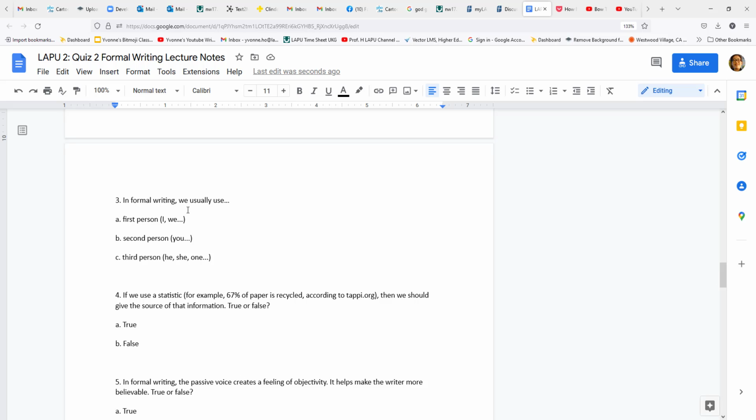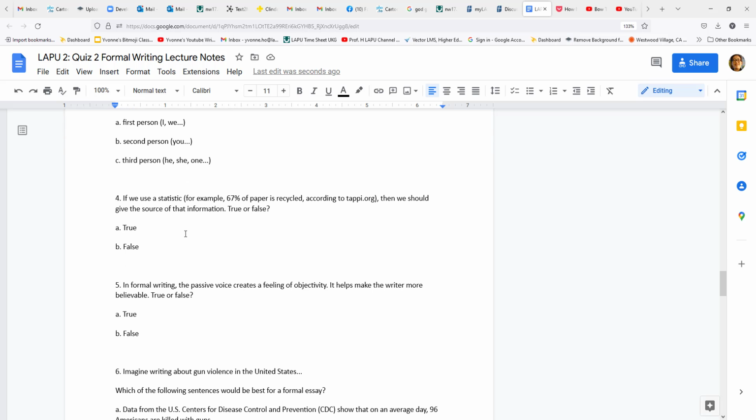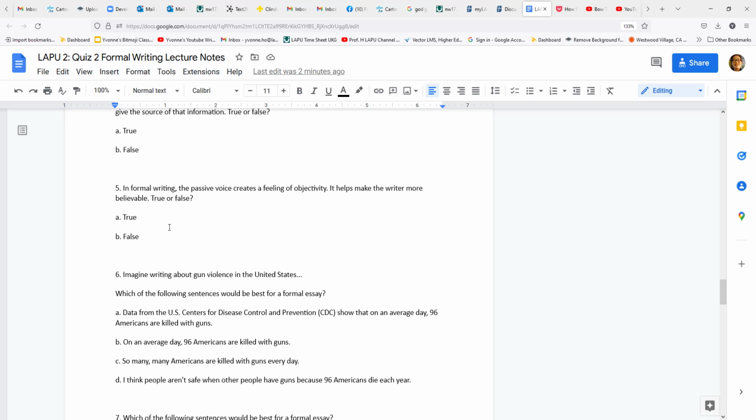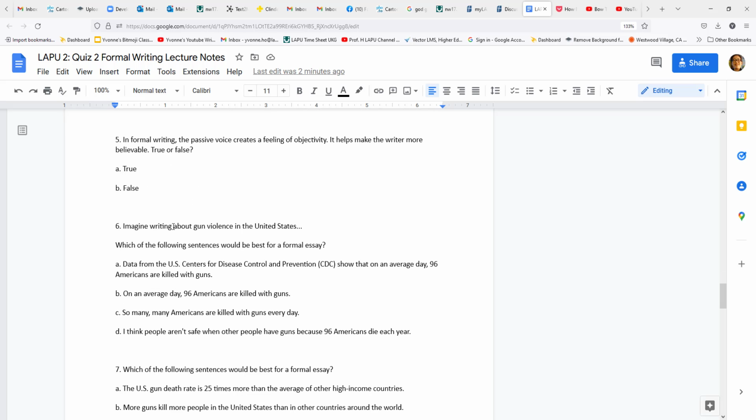In formal writing, we usually use first-person case, second-person case, or third-person case. So I've been saying it till I'm blue in the face. It's third-person case. If we use a statistic, then we should give the source of that information. True or false? Obviously true, because if you use a statistic without citing the source, you are committing plagiarism. In formal writing, the passive voice creates a feeling of objectivity. It helps make the writer more believable.